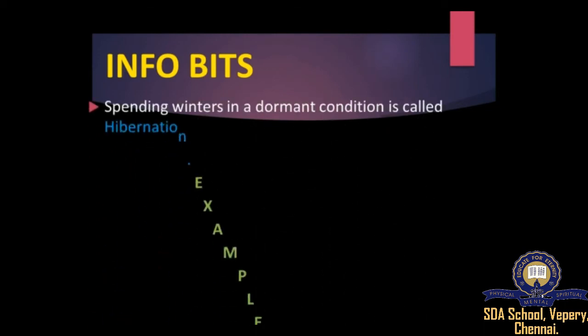So now we'll move on to info bits. Spending winters in a dormant condition is called hibernation. Okay, for example, turtle. So what is dormant condition? An animal having normal physical functions that are slowed down for a period of time, as if in a deep sleep. Okay, so this is the meaning of a dormant condition.